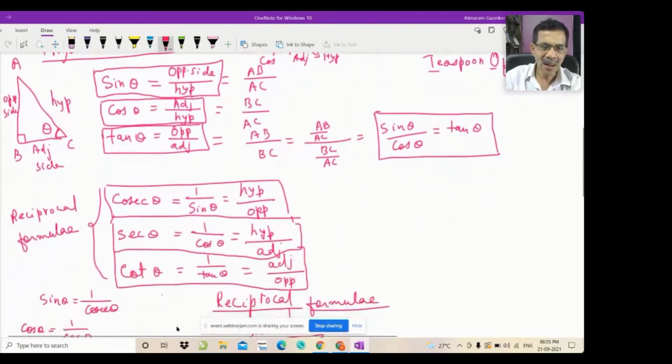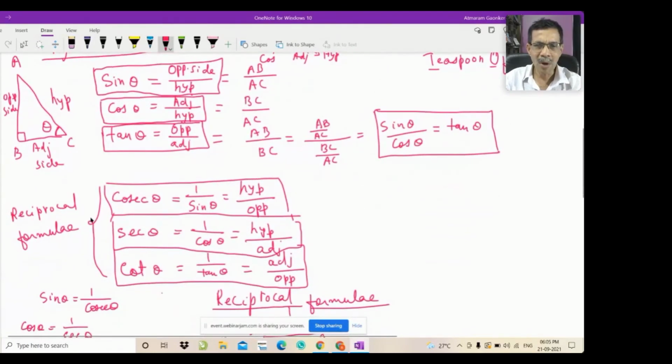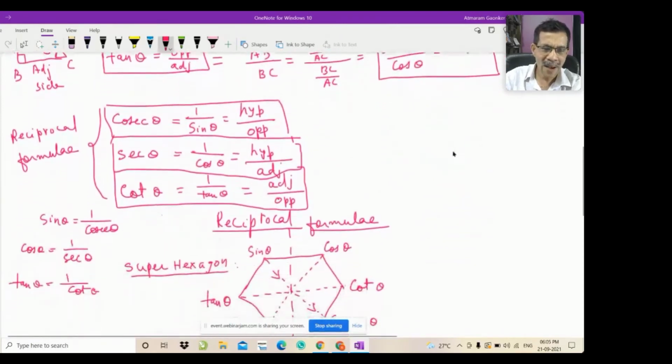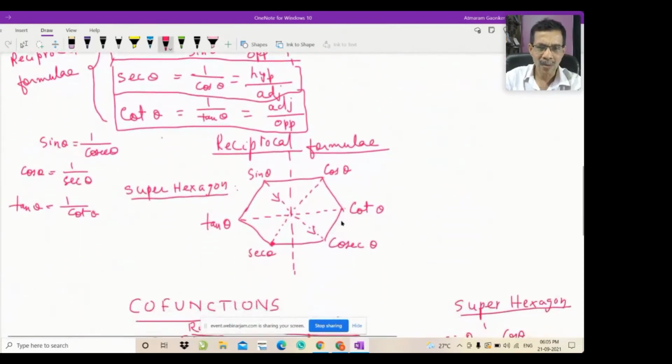And the next thing that we remember is reciprocal formulae. And to remember reciprocal formulae, we had drawn a super hexagon. Super hexagon is drawn like this. This is tan, sine, cos, cot, cosec, and on the left hand side all with C, and on the right hand side without C, and this is sec. And the reciprocal formula is like this.